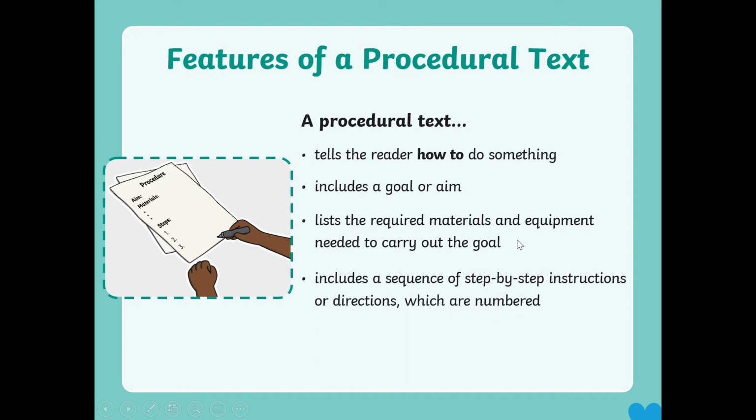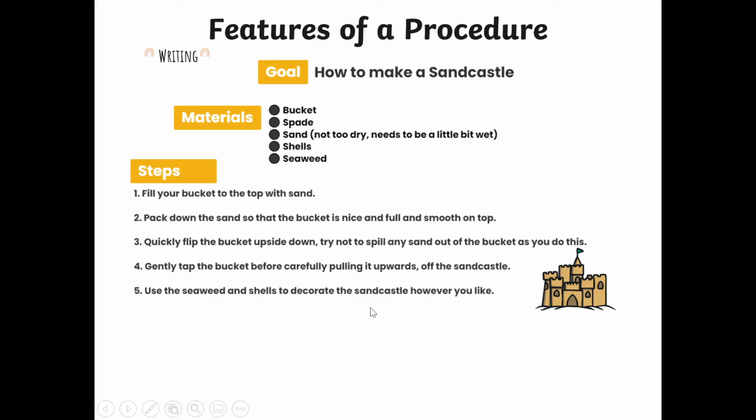So if we're writing about how to make a sandcastle, we'll have a bucket, spade, we'll need some sand, shells, and seaweed. And it'll also have steps, which are put in step-by-step instructions that are numbered. Let's have a look at the example I was talking to you about a moment ago.